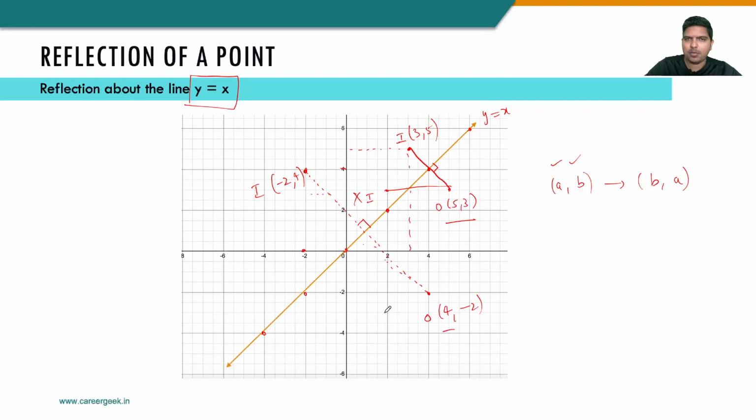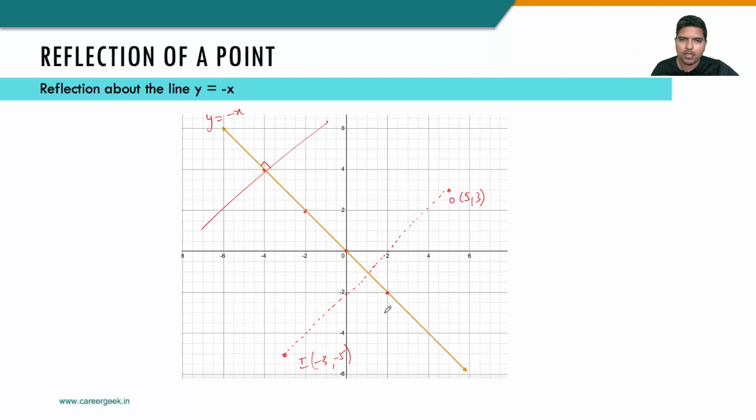Okay, AB becomes BA about y equal to x, and about y equal to -x, AB becomes BA, but it becomes negative, negative B, negative A. Now what do I mean by that? So 5, 3 becomes -3, -5. Okay, take any other point. Let's say if you take this, x is -2 and y is 4.